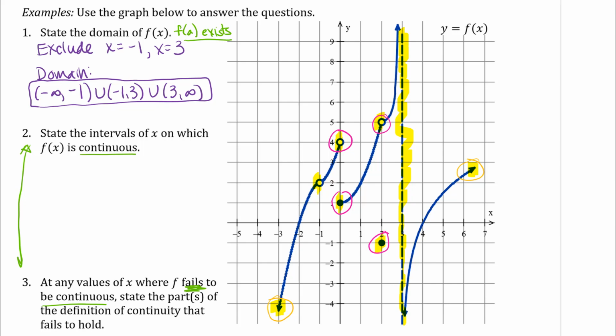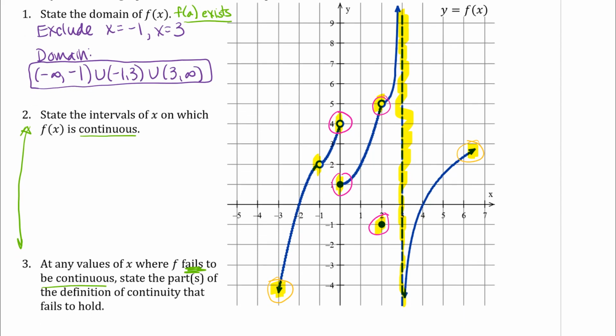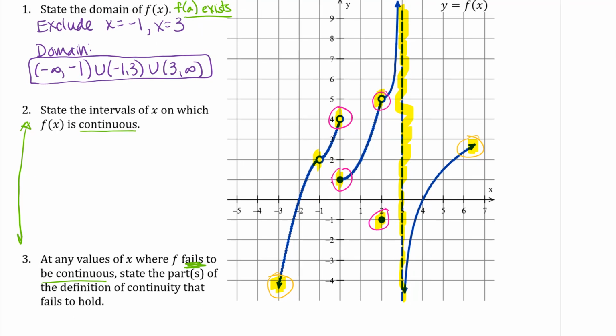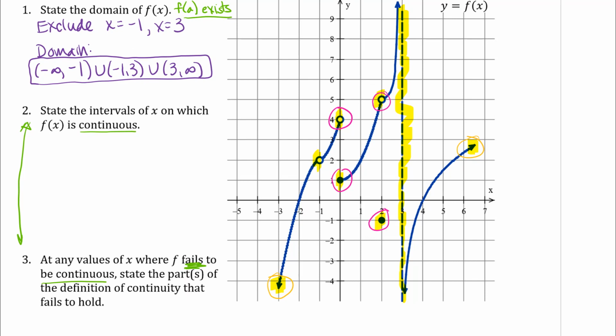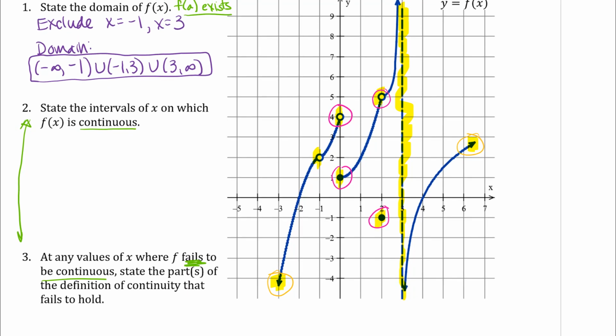Okay, so when I think about where a function might fail to be continuous, I'm really looking for those three things that we listed in that continuity test. Where the function fails to exist, where the limit might fail to exist, and/or where those things might not be equal.